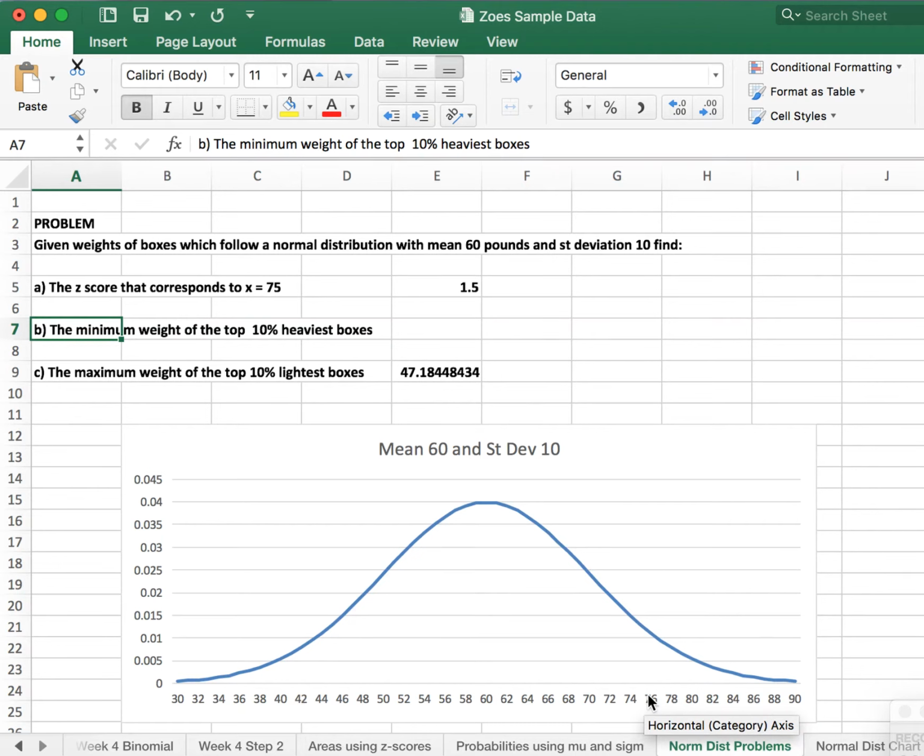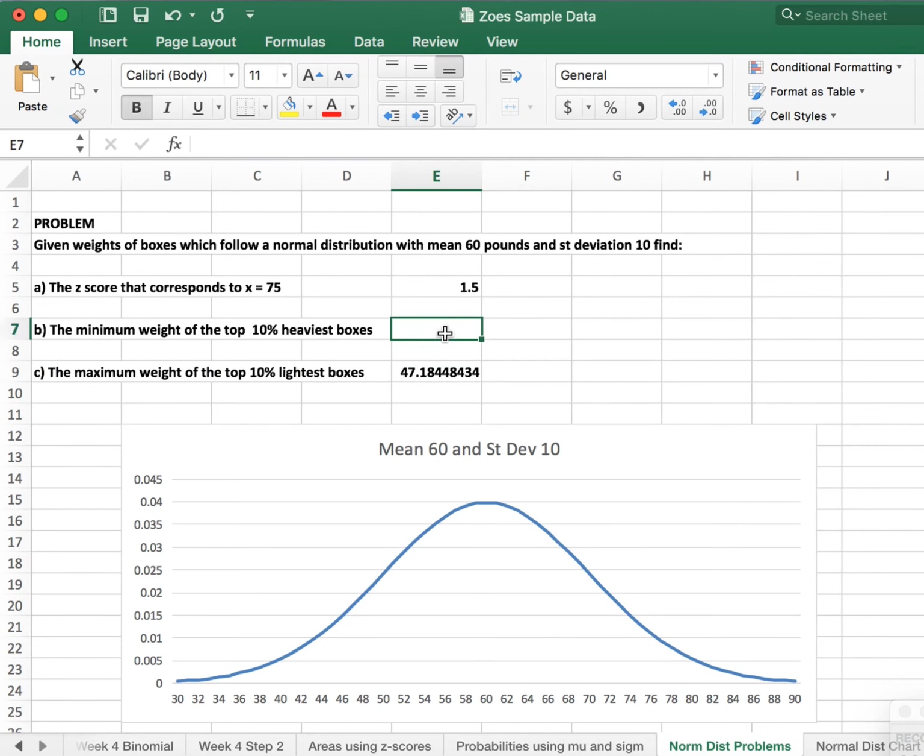Now, for us to use this formula in Excel, we need an area to the left. We're going to use the same formula as before, the NORM.INV formula, but remember, this formula always works with an area to the left. We know the area to the right, but it's easy to find the area to the left because we just do 1 minus the area to the right. If the area to the right is 0.1, then the area to the left is 0.9, because 1 minus 0.1 is 0.9.